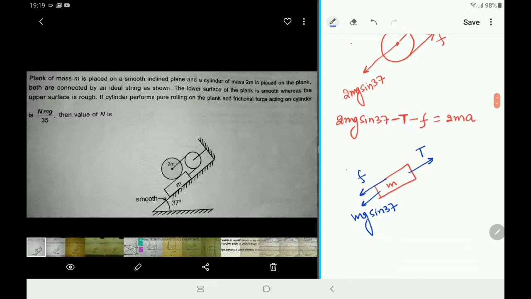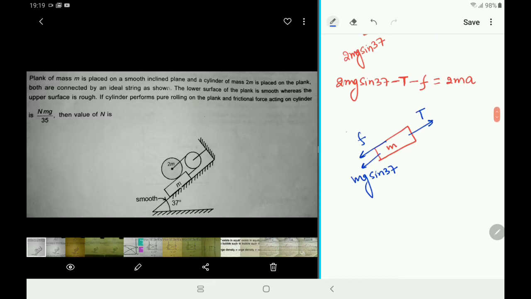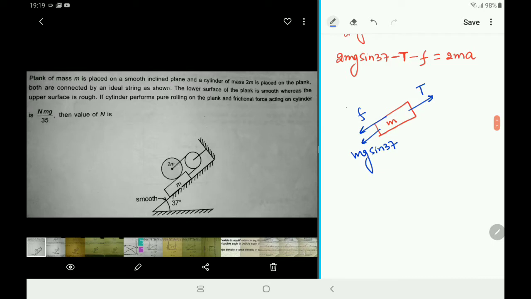So Newton's second law comes out to be 2 mg sin 37 minus T minus f is equal to 2 ma. You can very easily write this Newton's law once you figure out the number of forces that are acting on the system.